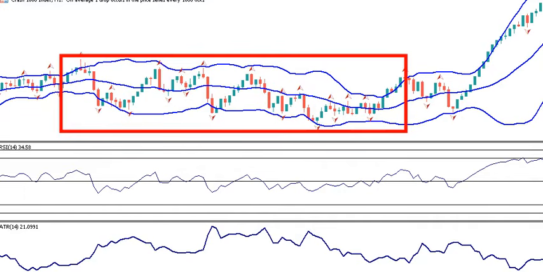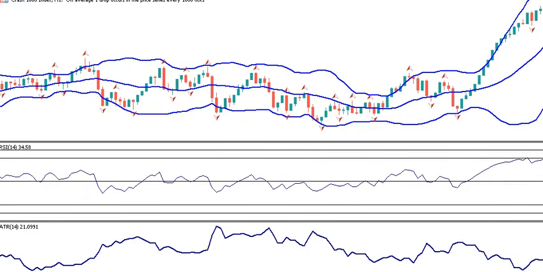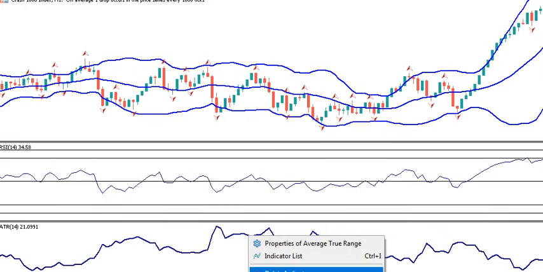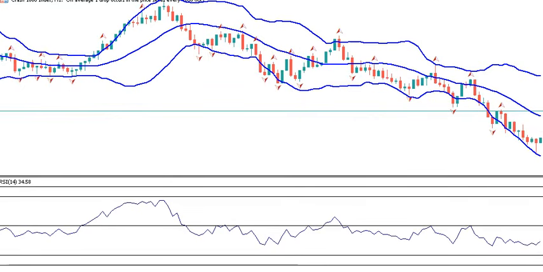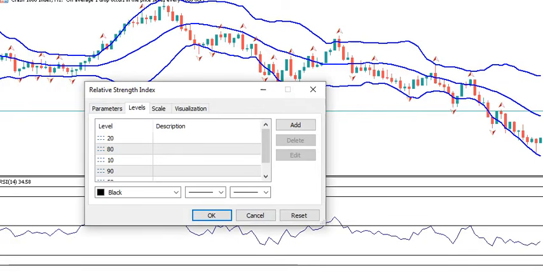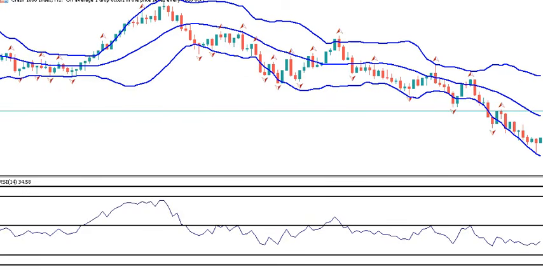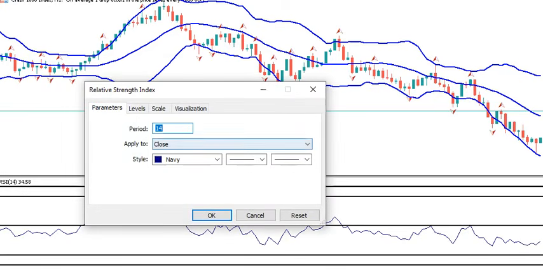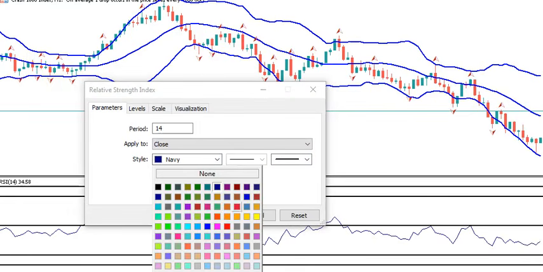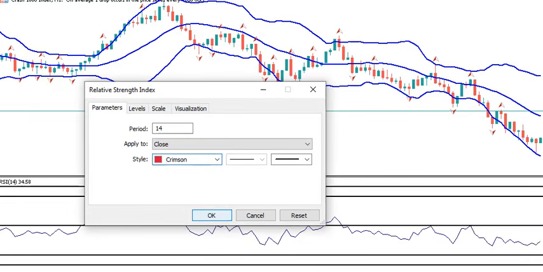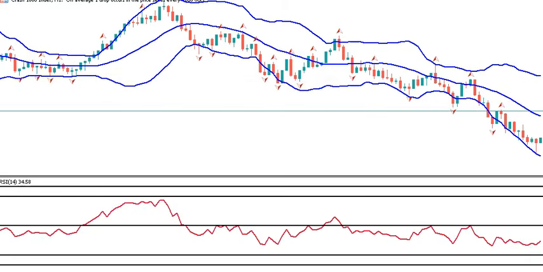Let me help you by doing this now. Let me remove this and focus on the relative strength index. Let me make this line a little bit bold. Are you there? Yes. And let me make the parameter a little bit bold, and let me change it to something catchy. All right, let me use crimson. Are you there? Good.